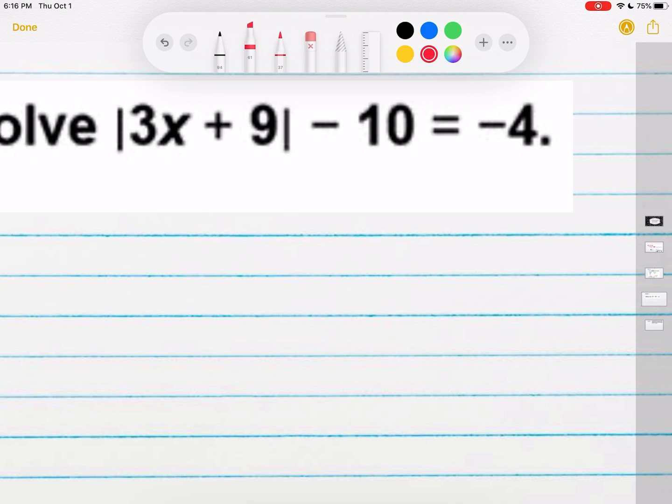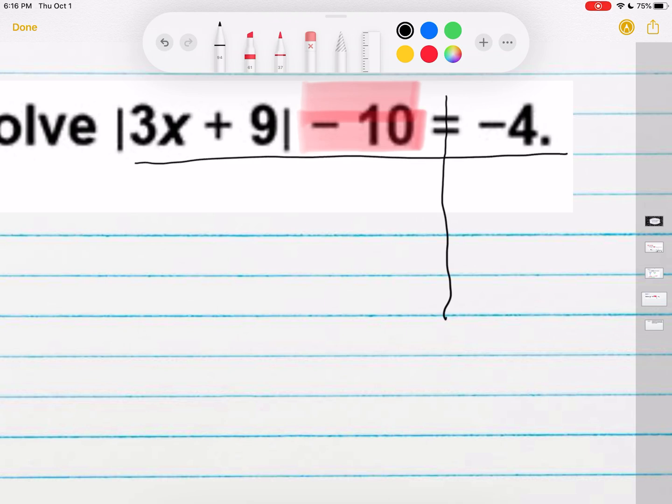Well, what's in the way of the absolute value being alone? It's this minus 10. So I'm just going to make a little mini t-chart, because I can see into the future, and I know that I'm going to have to break 3x plus 9 free in a moment. When I add, it's a minus 10, so I need to add 10 to both sides to get rid of the minus 10. When I do that, I'm left with just the absolute value of 3x plus 9 on the left, and well, negative 4 plus 10 is 6.